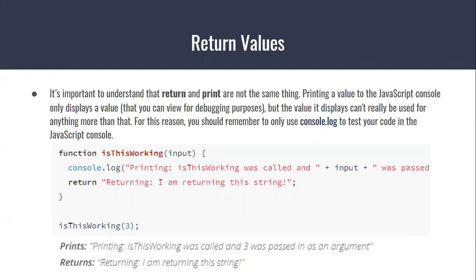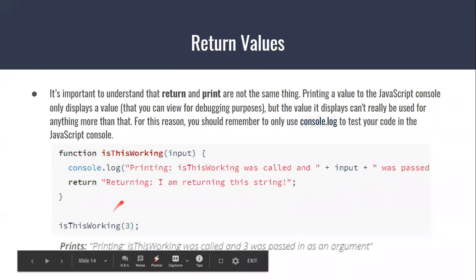This one would say it is working, was called the function call, and the argument was 3. It should say it returns, I am returning this string. So yes, you pass in 3. Is this working? It prints out what was passed, and then it returns back a string. I don't know what you would do with this string, but this is just showing an example of a return value.